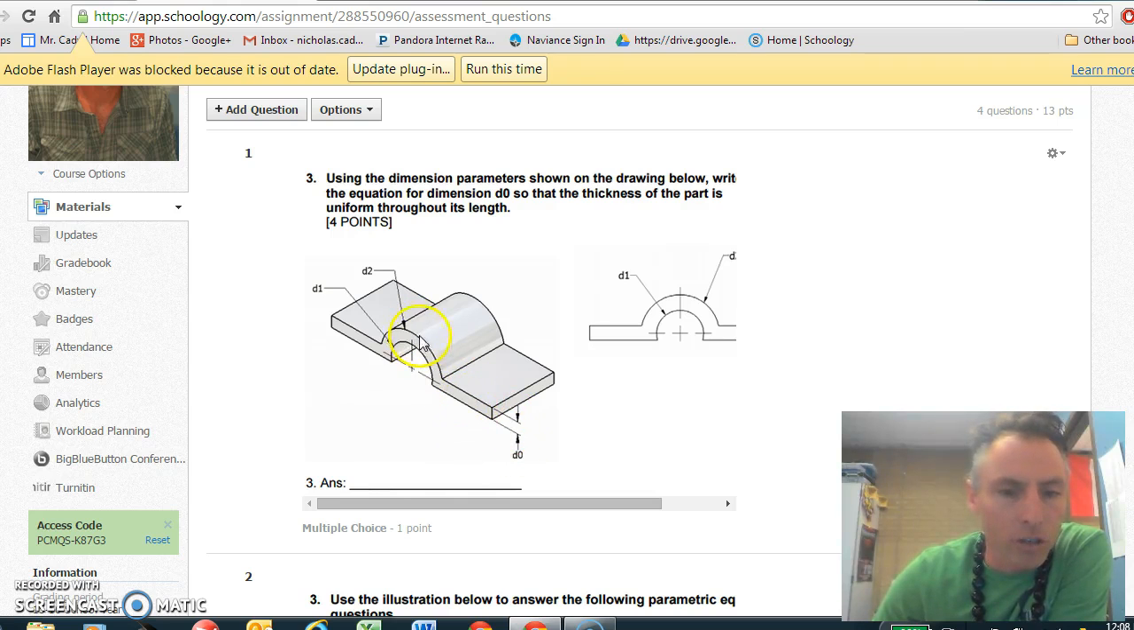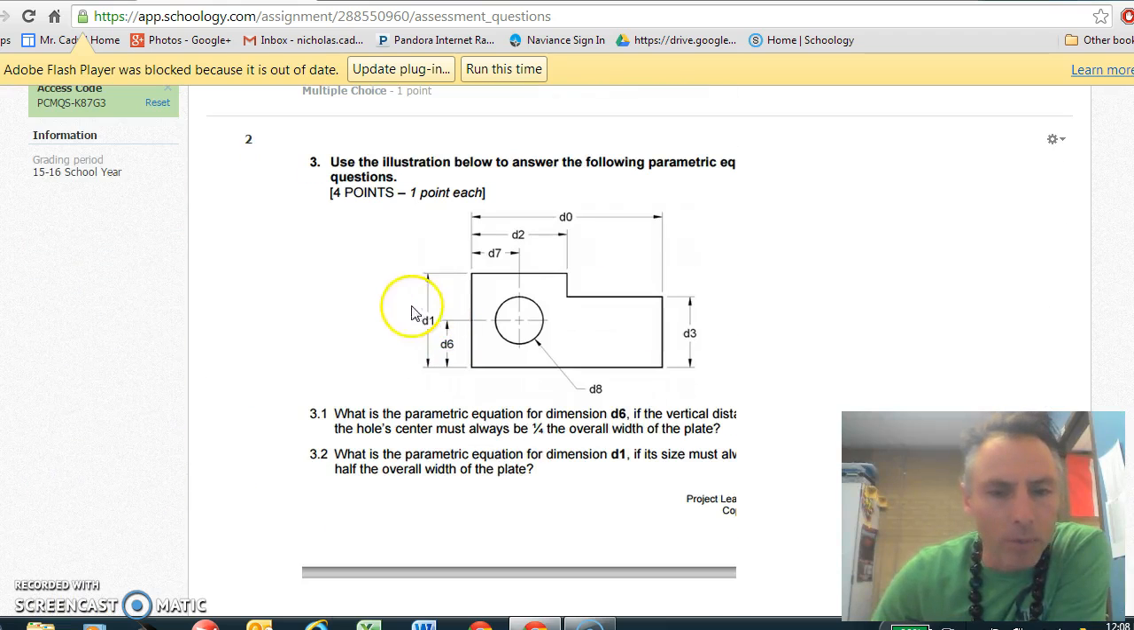This thickness should be equal to the difference between these two dimensions. Now moving on to the next question, because I want to go ahead and show you a little bit of that also. Let's do the first two parts of it. You have an object right here. It's got a hole in it. Okay, so it says, what is the parametric equation for dimension D6? The vertical distance to the hole's center must always be a quarter of the overall width of the plate.